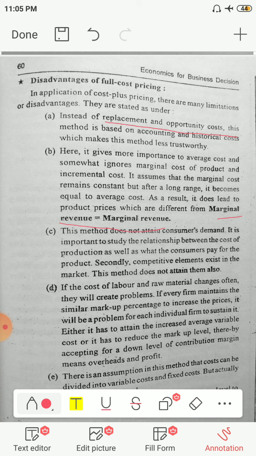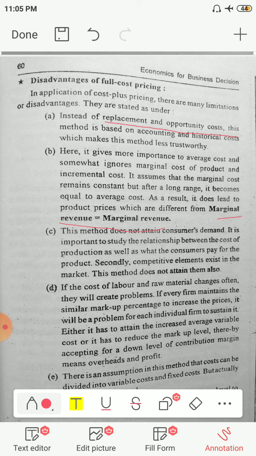Higher the price, lower the demand; lower the price, higher the demand. So price has a great influence on demand. If you ignore the demand, then whatever price you charge as per your own wish and will may not be acceptable to the consumer, and it may adversely hit your demand.